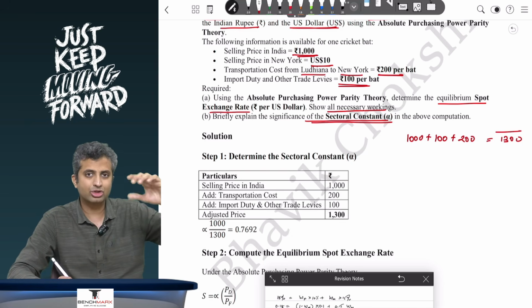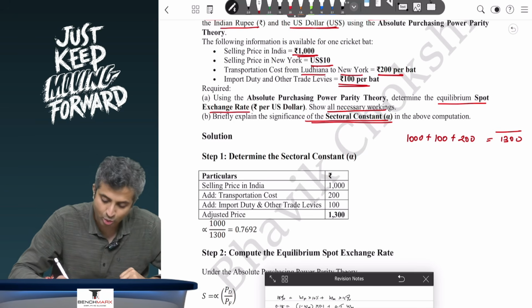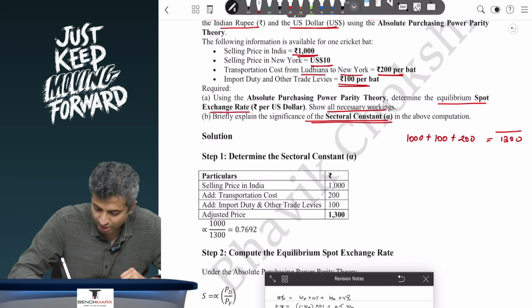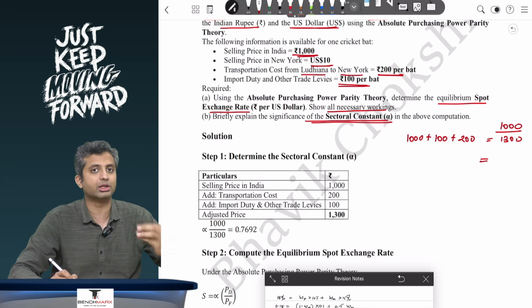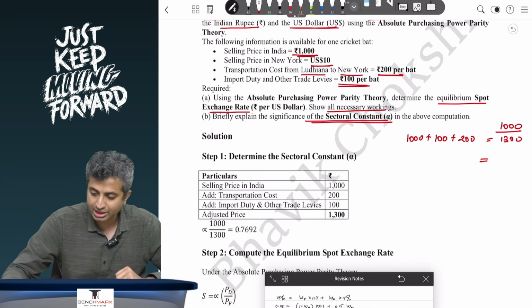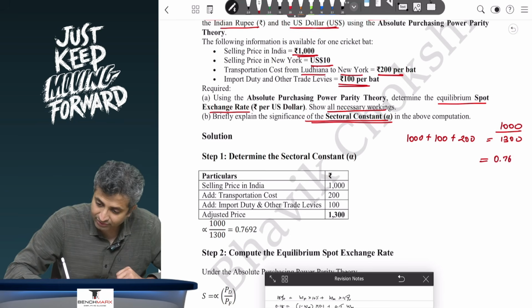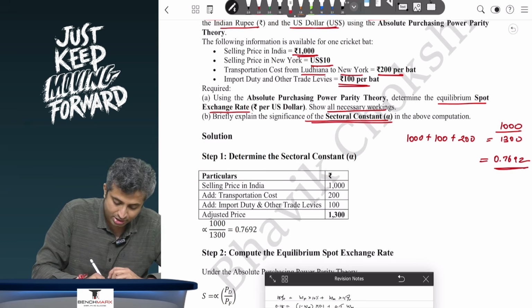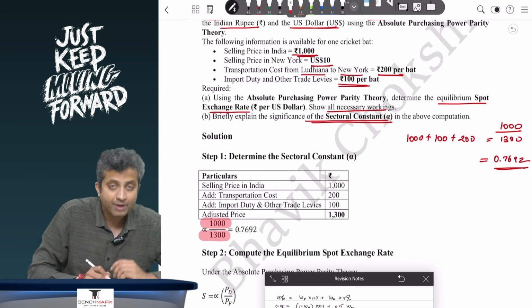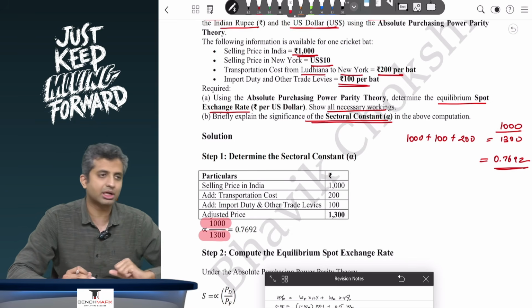Your calculation is the price in India upon the price in US. US you take in dollars, but the US price is around $10. Now you equate this $10 to 1300 and not to 1000, and hence you do 1000 divided by 1300. This comes to around 0.7692. So if the question comes to calculate a sectoral constant, it will be the Indian price upon the rupee adjusted price considering transaction cost.